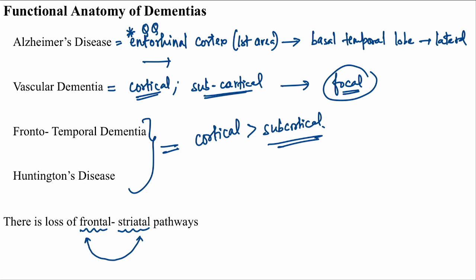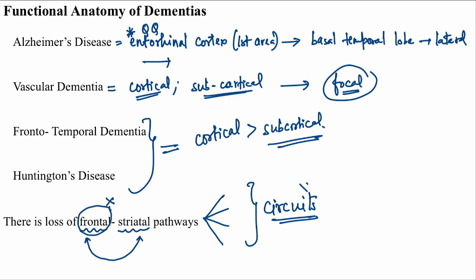So we need not go into the detail, but we must understand that there are 3 or 4 circuits, not areas, but circuits, which are there. And when, for example, the frontal lobe is involved, these circuits will be damaged, right? These circuits will be damaged, and they will cause a certain dysfunction, and that dysfunction will be in some of the cognitive domains, and it will eventually lead to dementia. This is the anatomical explanation of dementia.